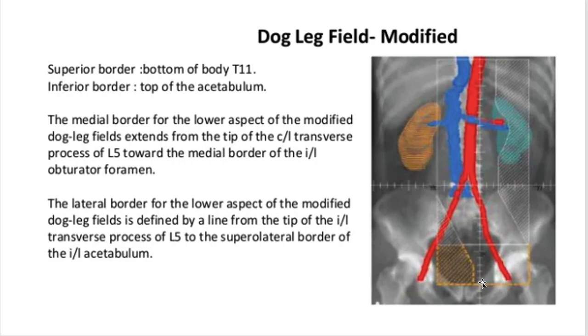The lateral border for the lower aspect of the modified dogleg field is defined by a line from the tip of the ipsilateral transverse process of L5 to the superolateral border of the ipsilateral acetabulum. The inferior border, again, is the top of the acetabulum.